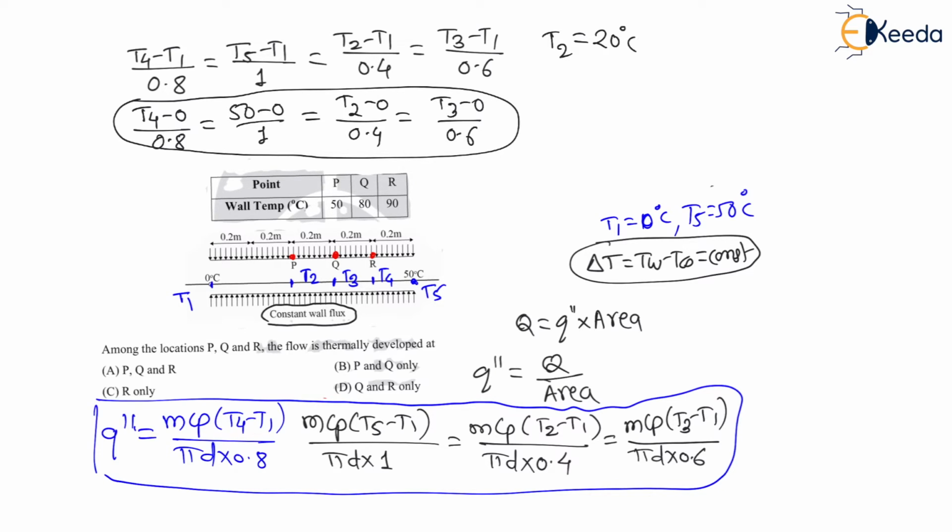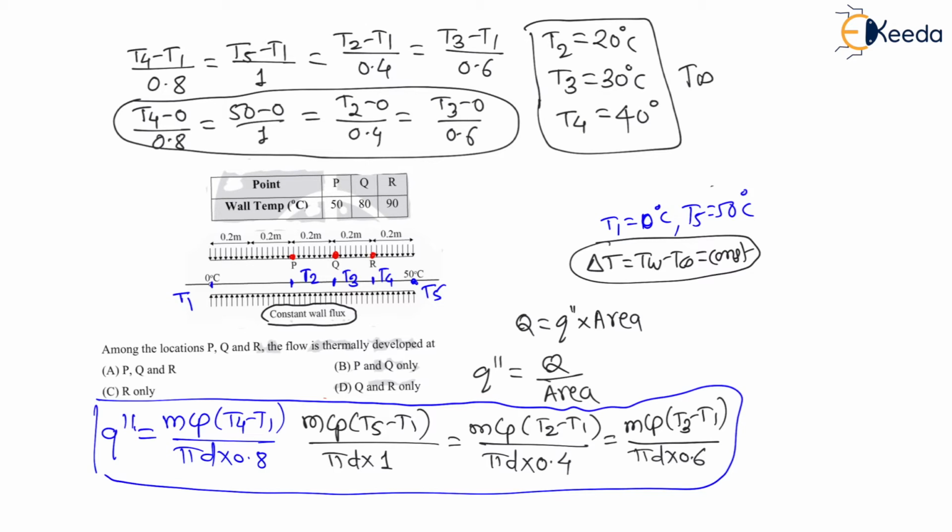T2 will be 20 degrees Celsius. Let us find T3. I will get 30 degrees Celsius. Let us find T4. Right. And if I find T4, I will get 40 degrees Celsius. Right. These will be the fluid temperatures. These are T infinity at 2, 3, and 4. Right. These are called fluid temperatures, fluid bulk temperatures.